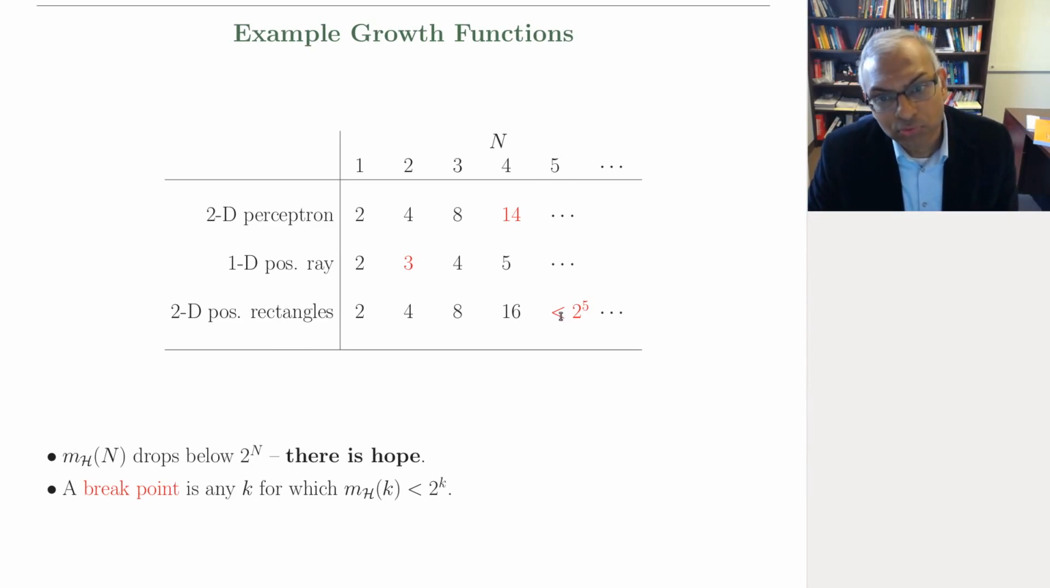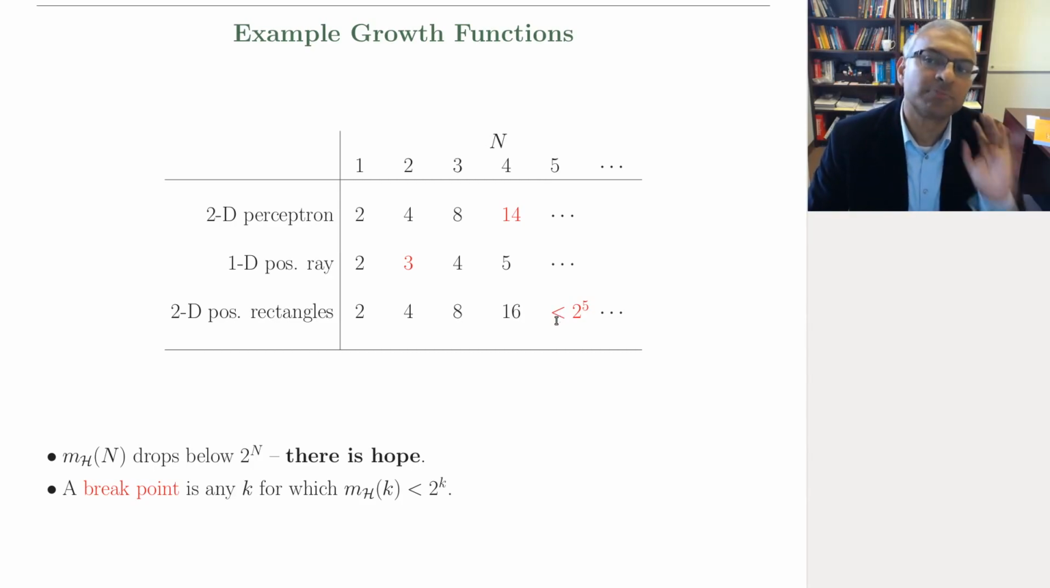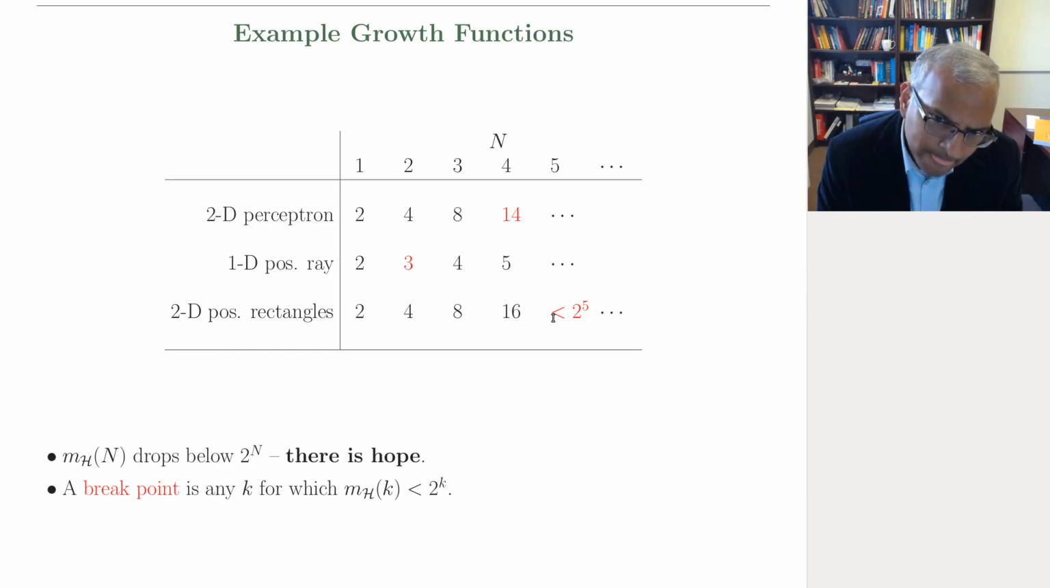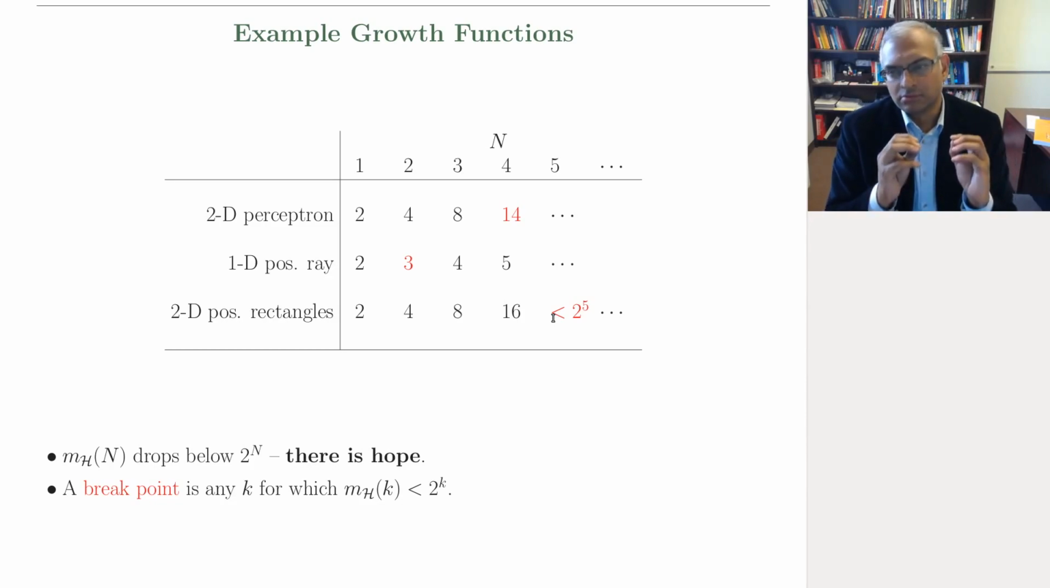Now, we didn't compute what the growth function is. We just proved that it's broken. And this shows at least that there's hope, that some reasonable, uncountably infinite hypothesis sets do get broken.